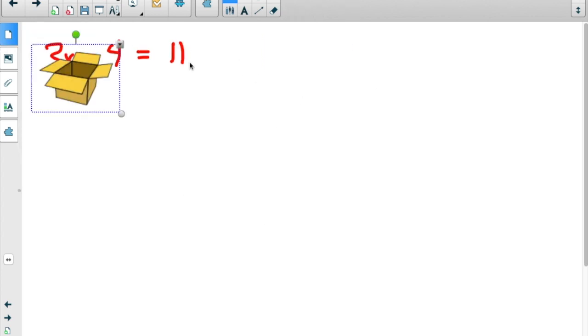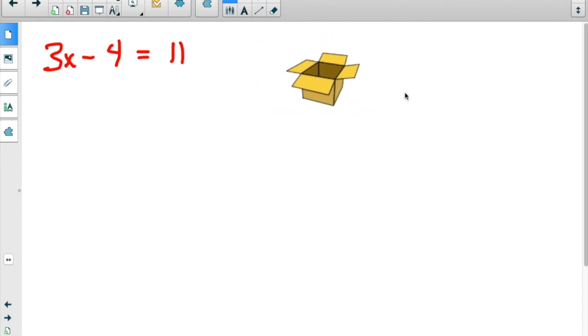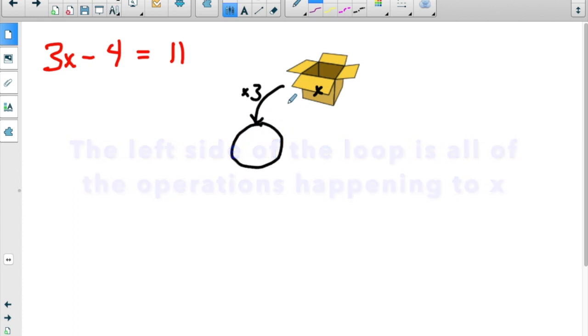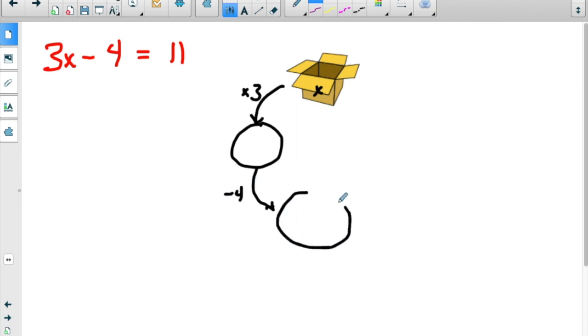Okay, so hopefully you did the looping method. Let's try this. So the box is always x. And you don't really have to draw an actual box picture. If you're just drawing this on a piece of paper, you can just use a square for the box. So that's x. Now, once again, we're doing times 3 to get a value. Now, this value, we don't know what it is, but we know that when we subtract 4 from it, we get 11.